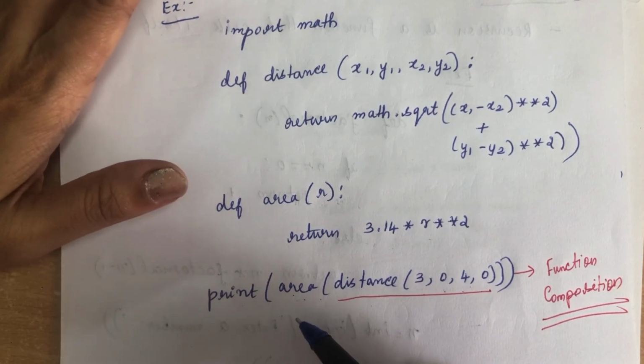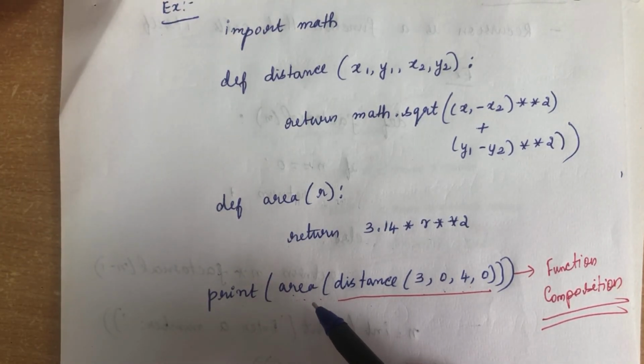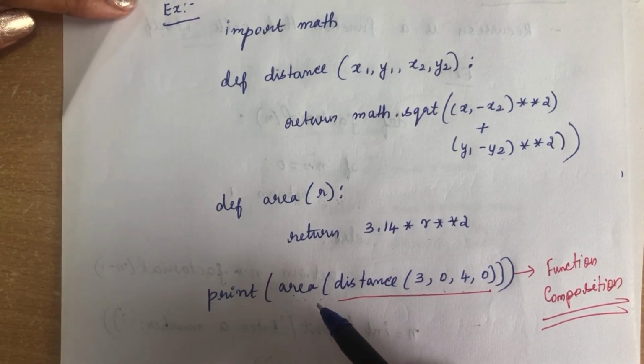So in this video you have learned how to use function composition, and you have learned about local and global variables, the difference between them, and we have seen many examples for declaring local and global variables. We have also discussed fruitful functions. So these are all the topics we have discussed in this video.